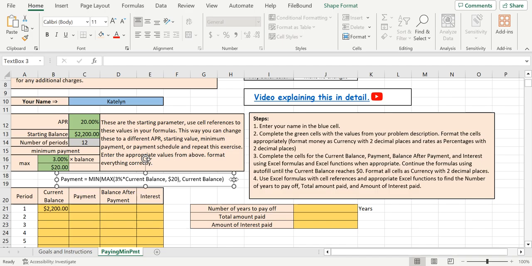So as we go through this formula and do the autofill, I'll point it out again as we get down there so you can see where this formula is switching as we go.